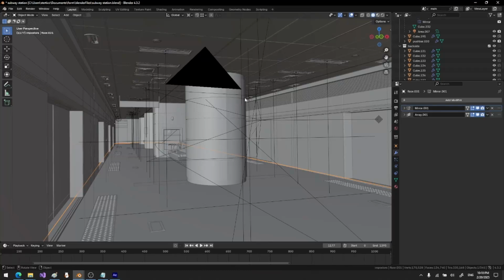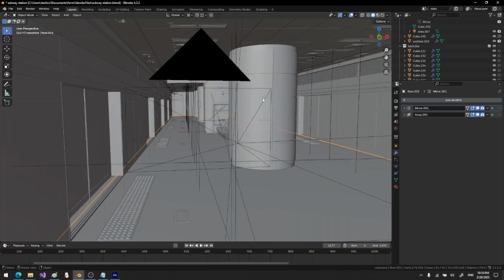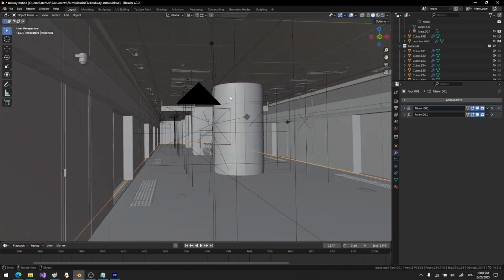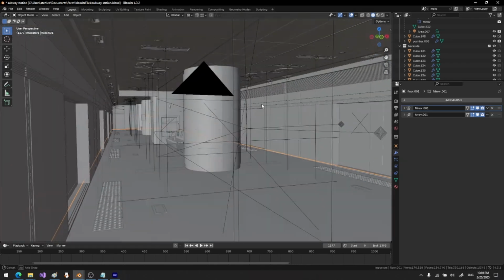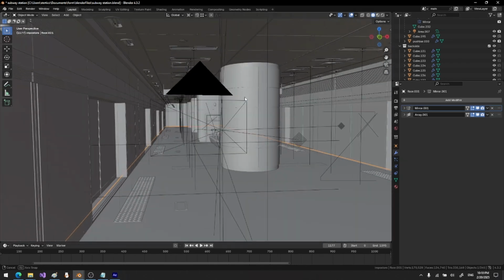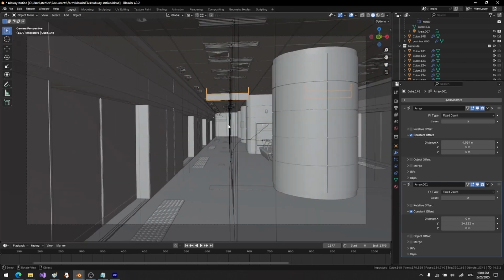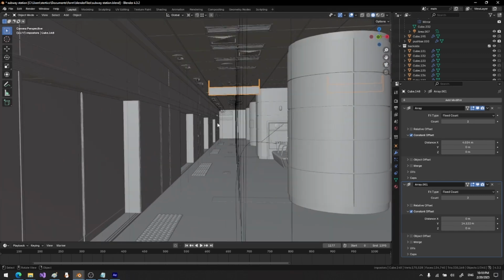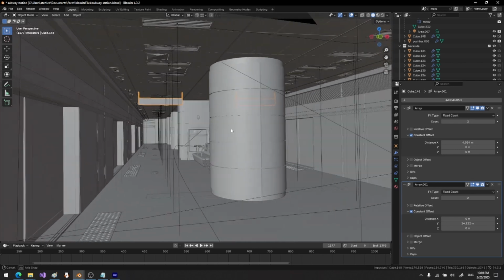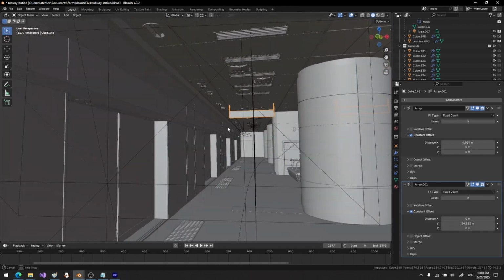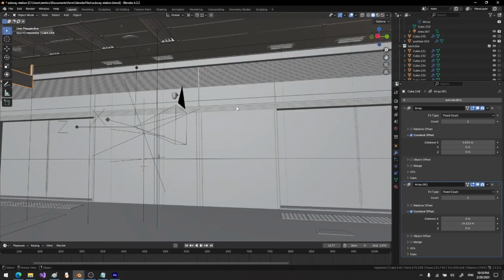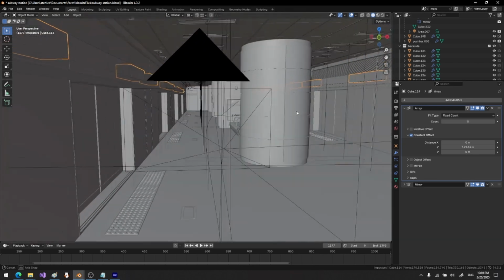Hello guys, today I was working on this subway scene, and I was generally going for a photorealistic look. And as you might already know, for photorealism, materials and lighting have a big effect on your final renders, sometimes even more than the modeling itself for the mesh.